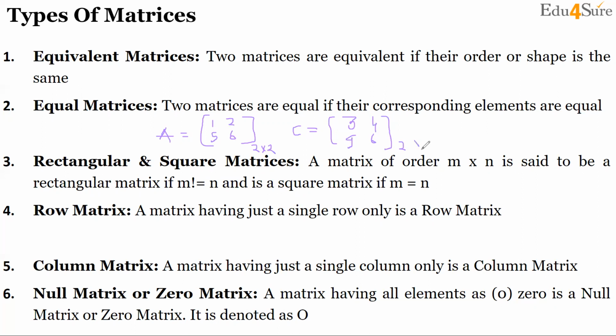It is also 2 cross 2, right? So here, this is called an equivalent matrix, but this is not called an equal matrix. Why? Because here the sizes are the same, but the elements are different. I repeat once again, here the sizes are the same, but the elements are different. So this is not an equal matrix. An equal matrix means the elements are also the same. So let me rub this out and show you.